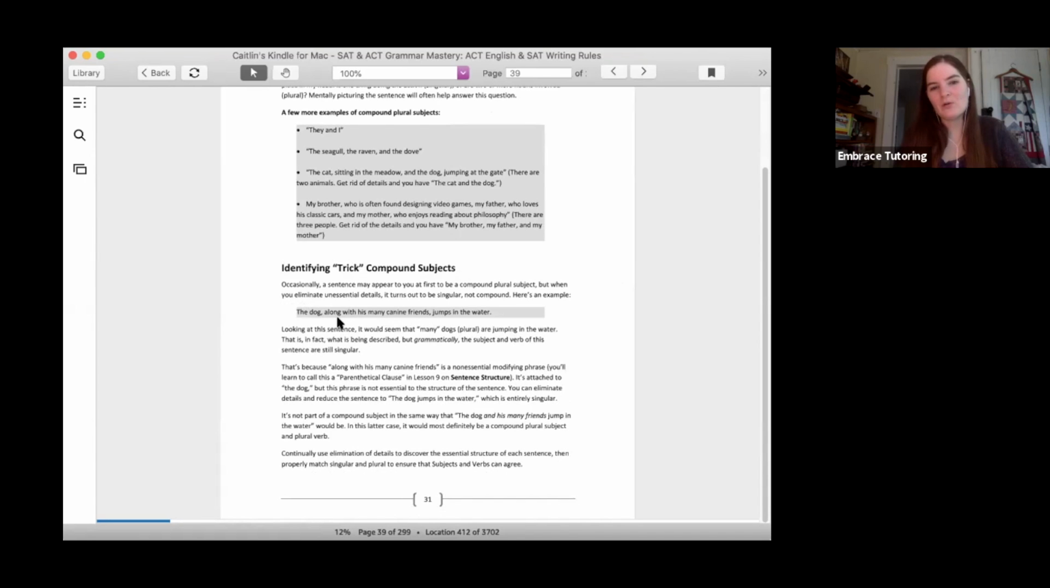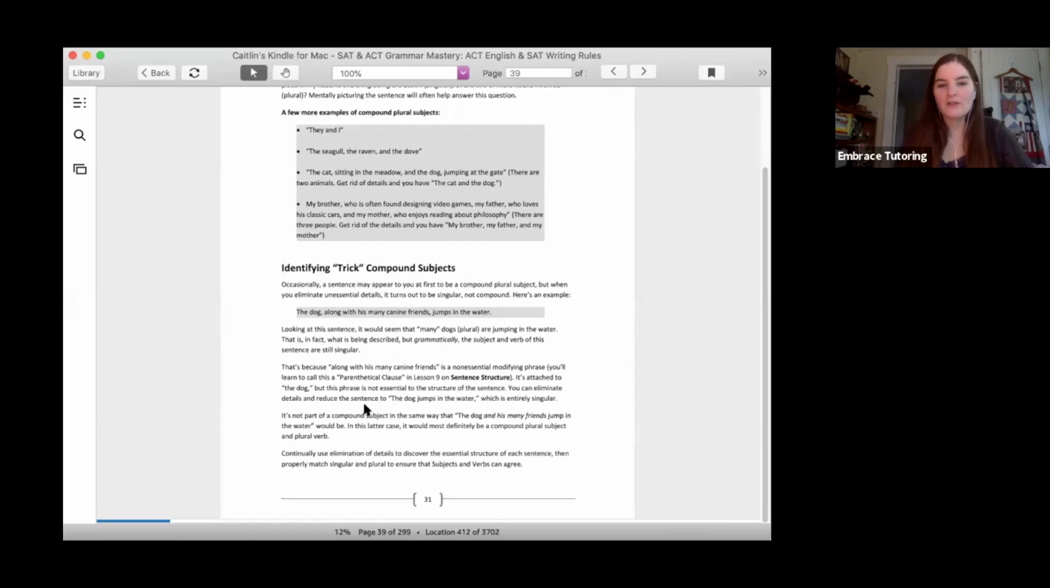So this is an example where you can identify that the information in the center is actually unessential. It's not necessary for us to understand the meaning of the sentence. We can understand "the dog jumps in the water" without "along with his many canine friends." That's just additional information that's being given. So it's a non-essential modifying phrase.